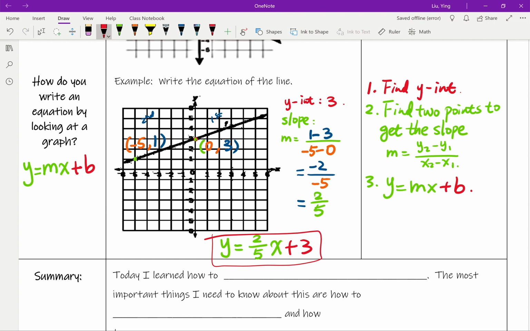And I suggest that when you find these 2 points, you use one of them as the y-intercept, because we already found it and it's usually easy to see, so it's easier to calculate as well.